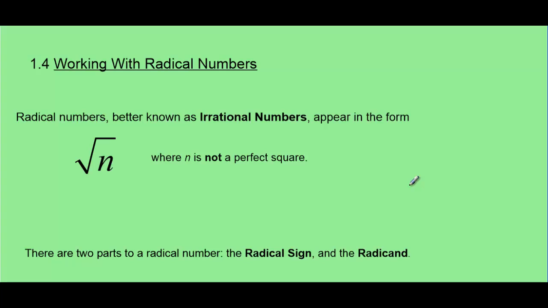A number that we see a lot of the times when we're working with quadratics or other types of functions that we're going to see in this course. These numbers are known as radical numbers. Radical numbers are also known as irrational numbers. In math, we have two types of numbers that are called rational numbers or irrational numbers.